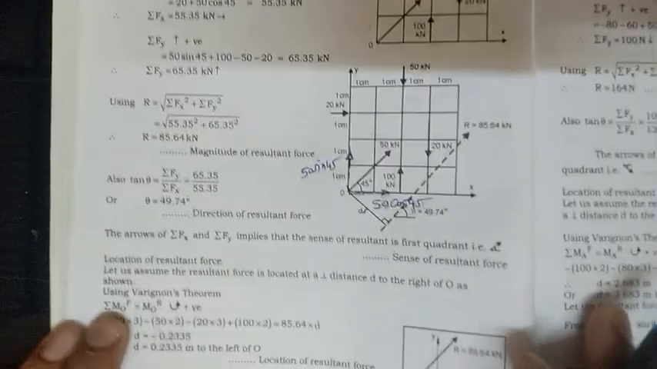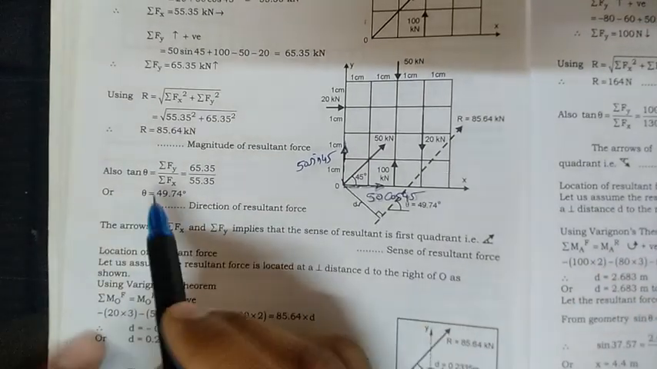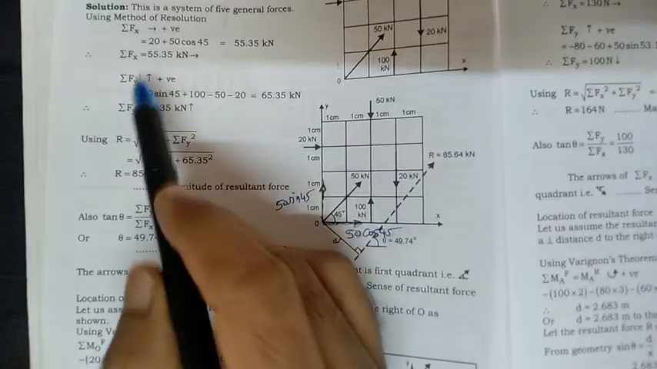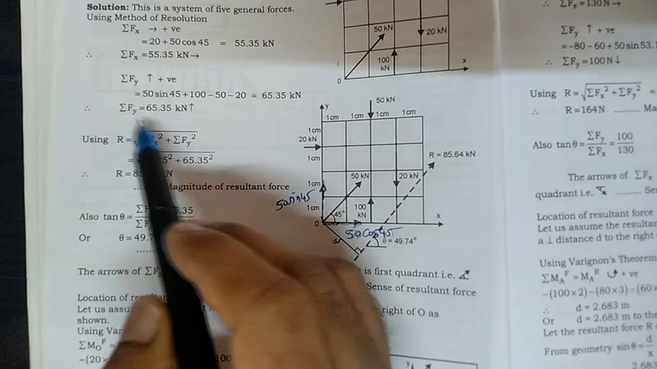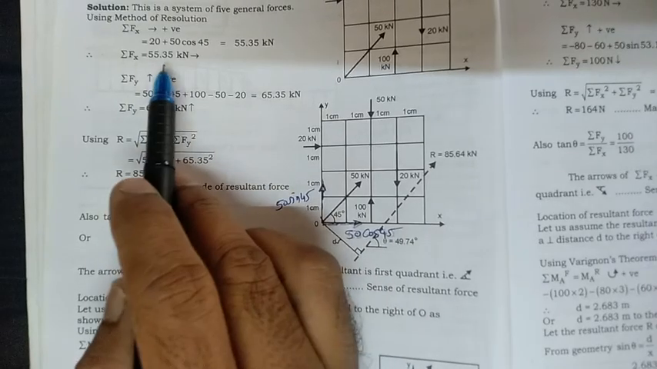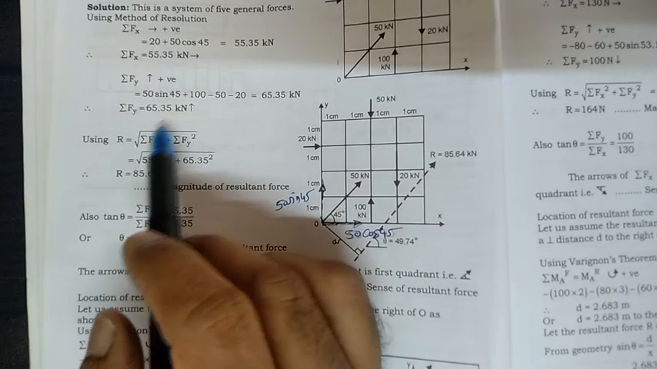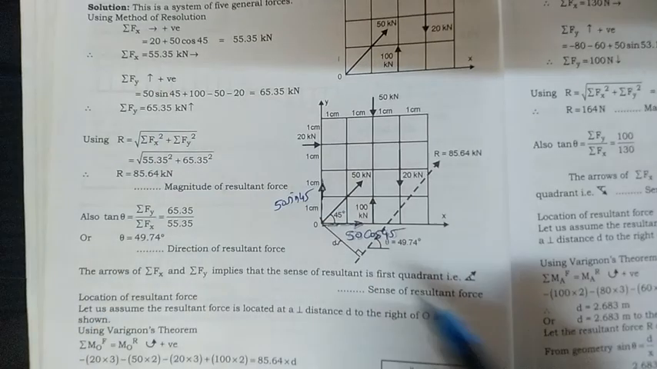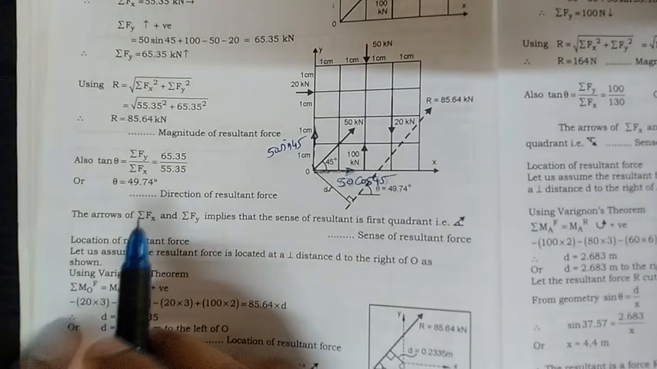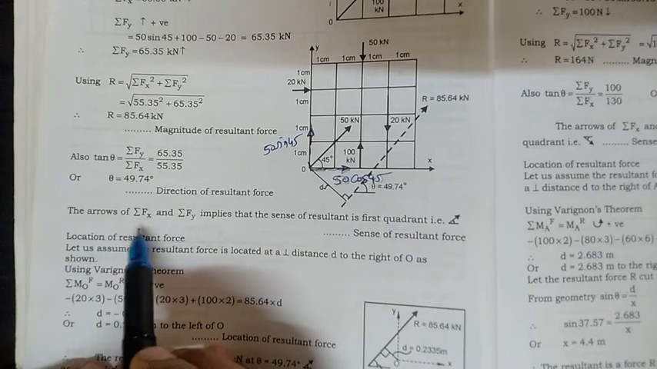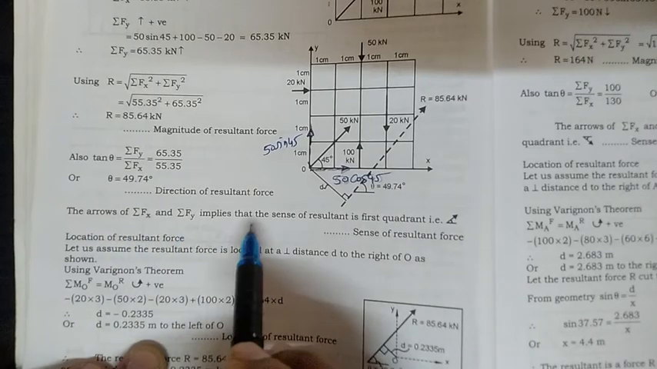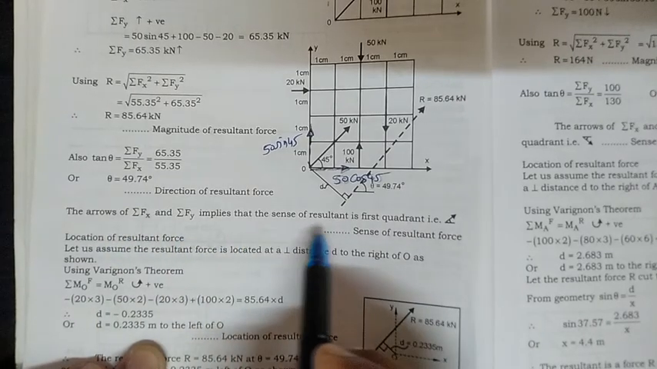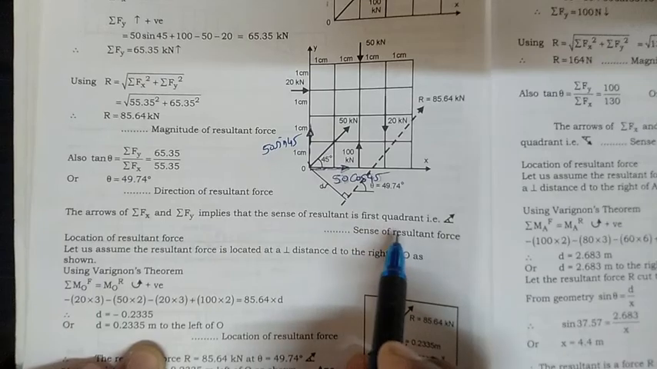Okay, now depending upon the sign of summation of Fx and summation of Fy, we can decide the quadrant. As this one is positive and this one is also positive, the R lies in the first quadrant. So here it is clearly mentioned, the arrows of summation of Fx and Fy imply that the sense of the resultant lies in the first quadrant.